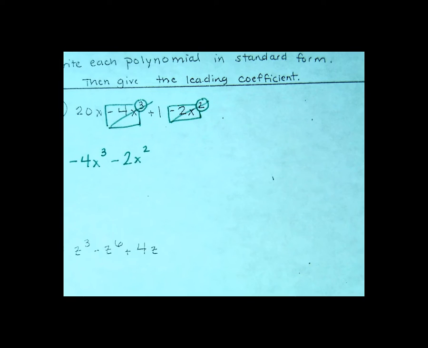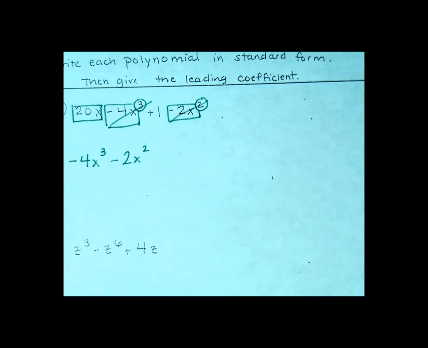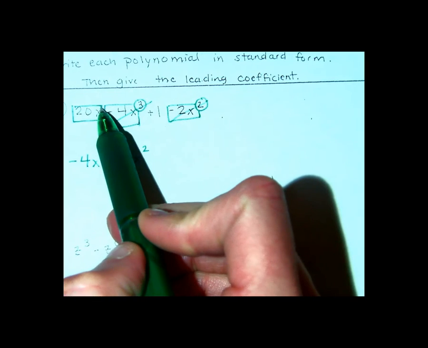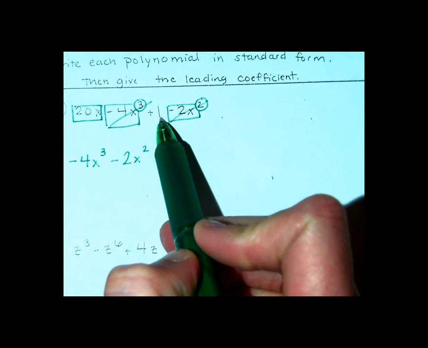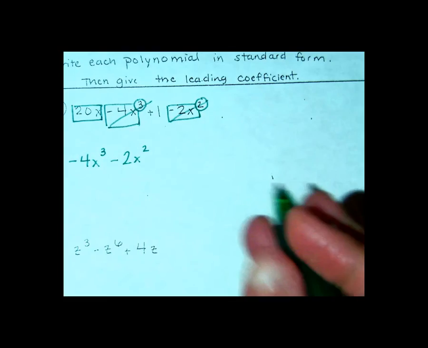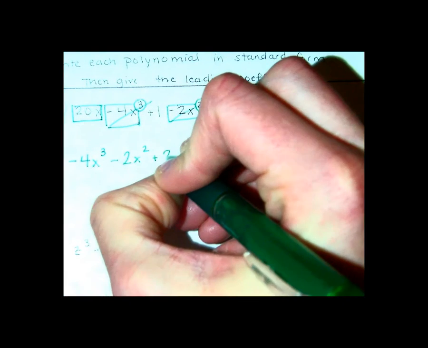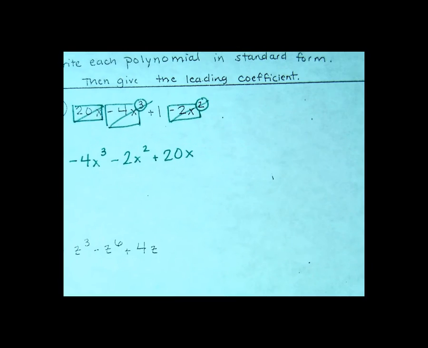Okay, what's the next highest exponent? Why has 20x got a higher exponent than just 1? That's a good guess, the bigger number, but it's not the bigger number. If you look at your chart, x has a degree of what? And just the number has a degree of, that's why this one's bigger. So plus 20x. And then what I do with the 1, just bring it down there.